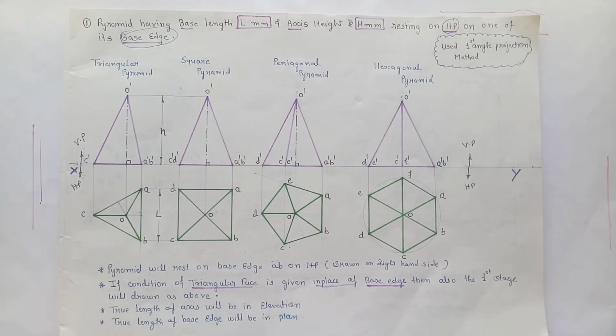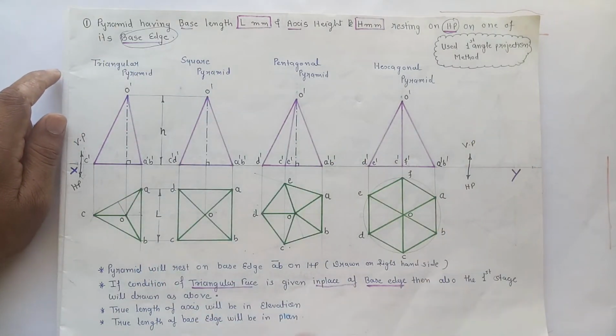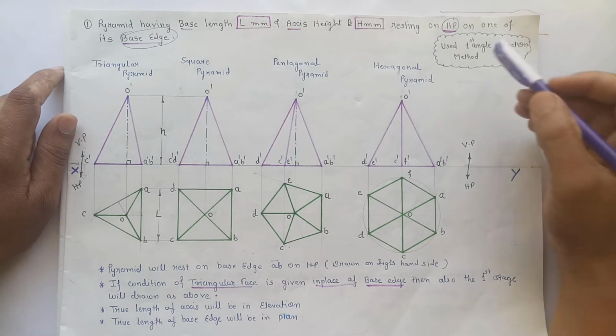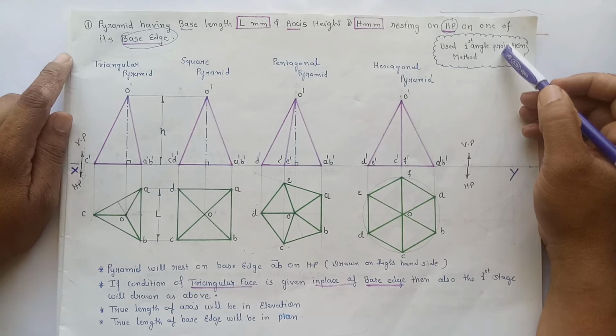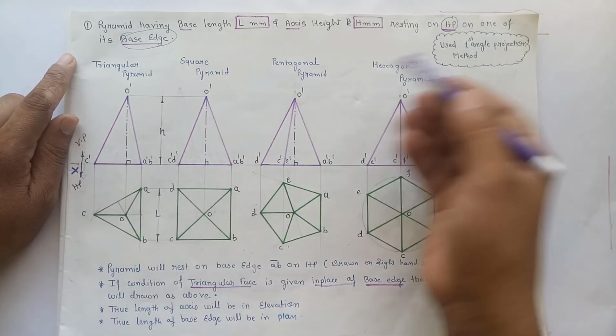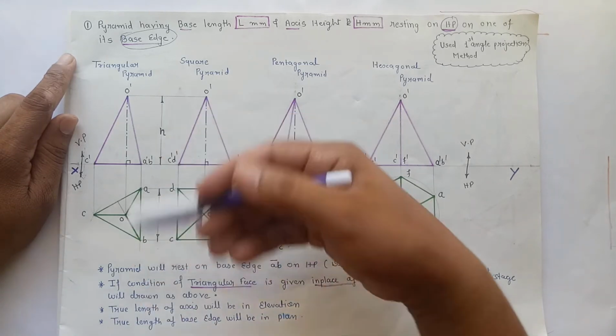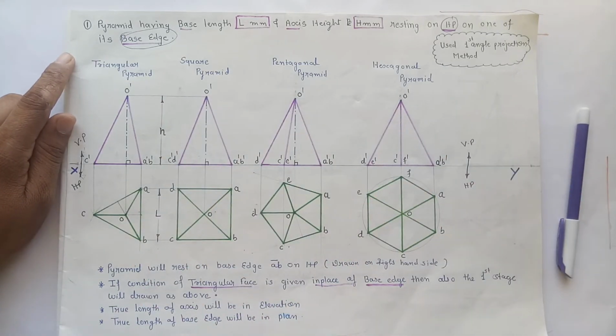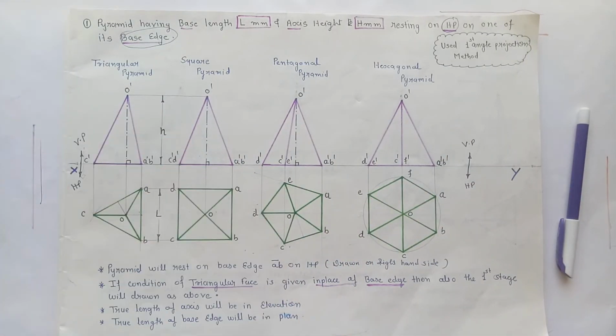So now using this particular statement, we will draw the top view and front view of the pyramid by using the first angle projection method. And as you know, if you are using the first angle projection method, the top view will be below the XY line and the elevation will be above the XY line. So here we have shown the condition resting on base edge.